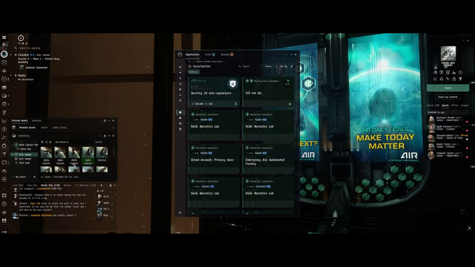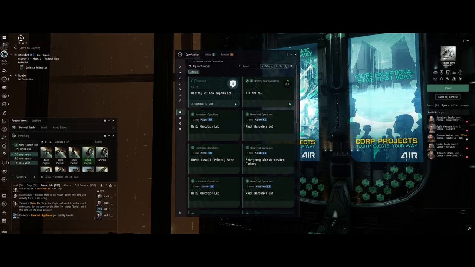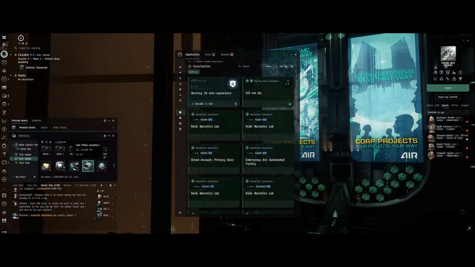Now, all of these ships have some value. It's another 7.6 million. And then I've got a bunch of things. I got 40 things off doing all these missions.